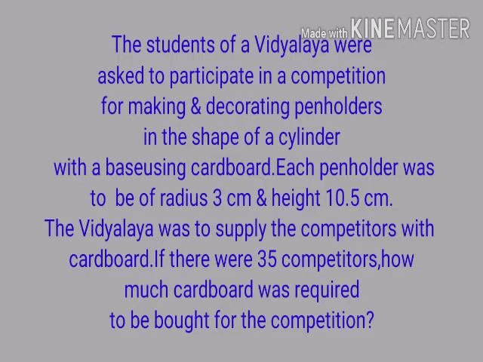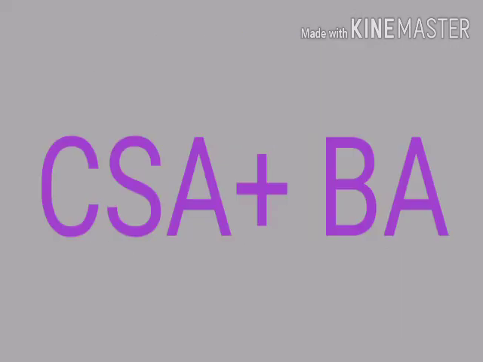So here the radius of the pen holder is given as 3 cm. The height of the pen holder is given as 10.5 cm. And we have to find the area of the cardboard required for 35 competitors. So here this pen holder is open at the top. So the area of the cardboard required for making one pen holder is equal to CSA plus base area.